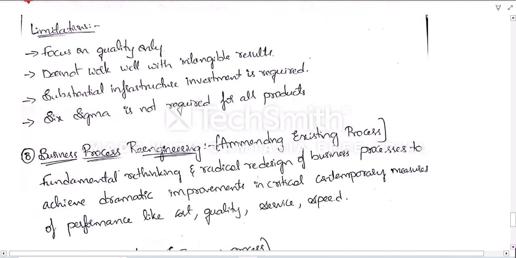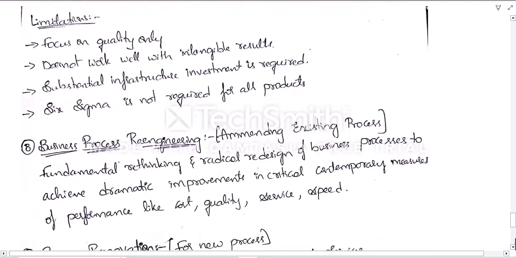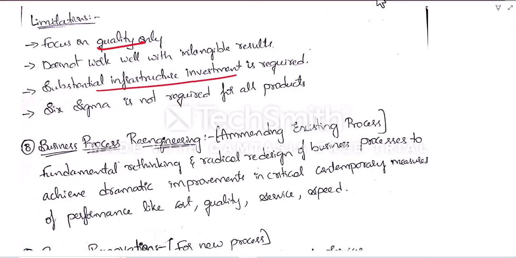And when coming to the limitations, what are the flaws here? We will have more focus on quality, but why is it a flaw here? Sometimes it requires a substantial infrastructure investment. See, by investing 10 lakh rupees, we are able to achieve 95% good products, meaning only 5% are defective.